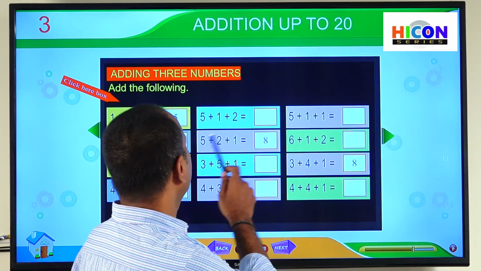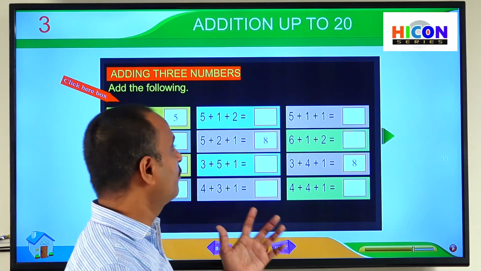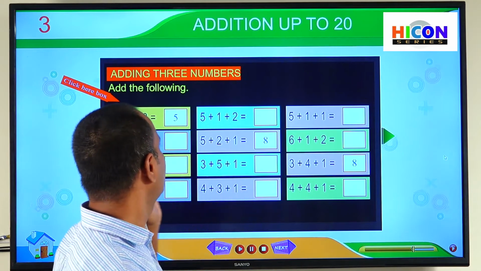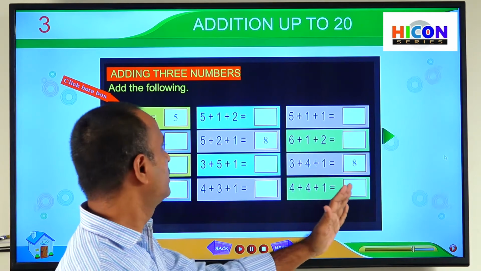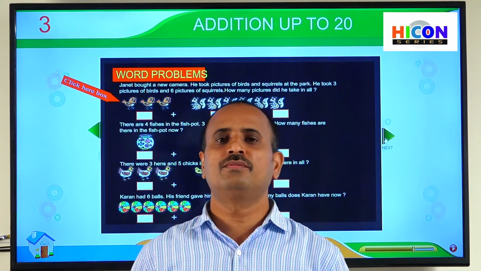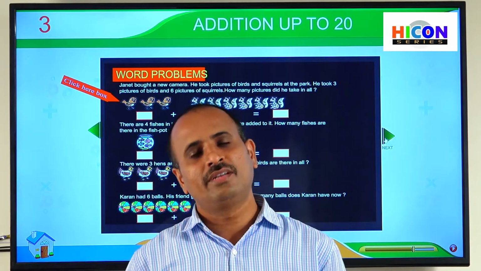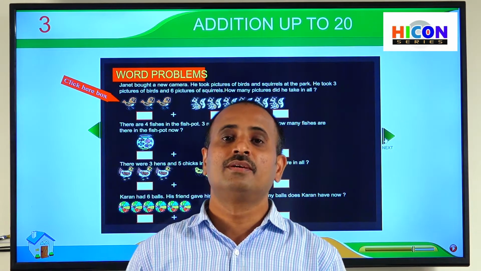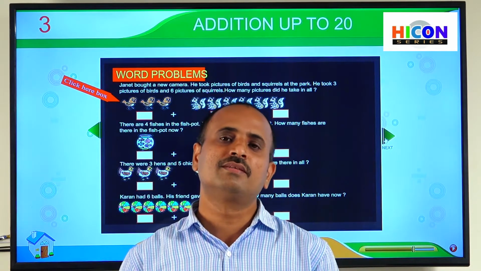So children, this is the way of adding three numbers. So could you identify which type of addition? Either it is vertical or horizontal? Yes, this is horizontal addition because all the numbers are written one beside the other. So that is called horizontal addition and three numbers. So children, up to now we have discussed addition facts and horizontal addition and how to do vertical addition. And after that we have discussed three numbers addition, how to add three numbers. So up to now we have discussed these topics.